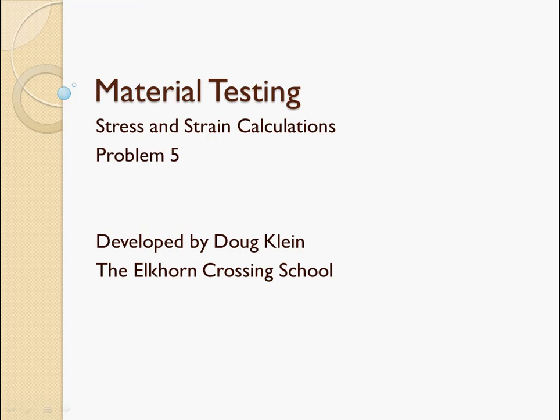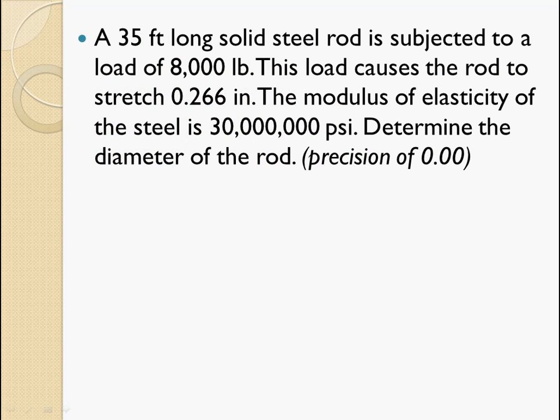All right, this is materials testing. This is our stress and strain calculations, and we're going to be looking at problem number 5. The problem is a 35-foot long steel rod is subjected to a load of 8,000 pounds. This load causes the rod to stretch 0.266 inches. The modulus of elasticity of the steel is 30 million psi. Determine the diameter of the rod. Keep your precision to the hundredths place.